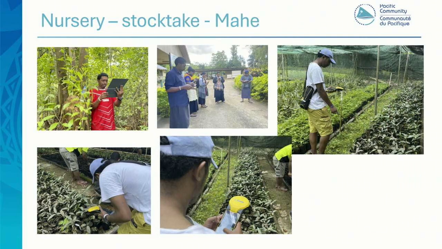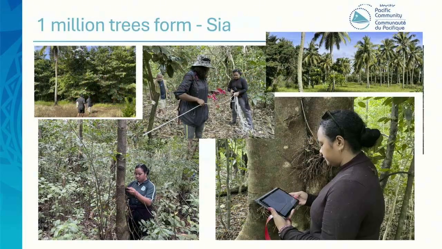Mahe was interested in stock takes, so he built a form just to do stock takes across different nurseries around Tonga. And Sia was working on the 1 million trees project, and so she built a form to help with that.